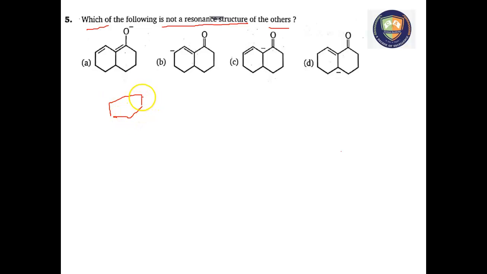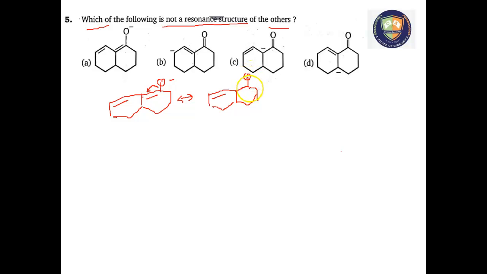Like this. O negative and this carbon double bond carbon. If the electron pair of this bond, that is this C double bond C, which is adjacent to the C single bond O, gets shifted to this carbon, what will we get? We will get this structure, which is like this. We have this C double bond C here.